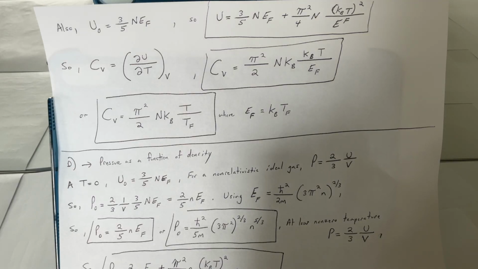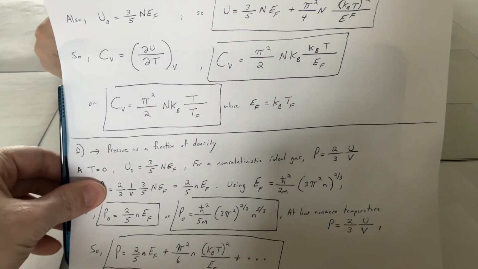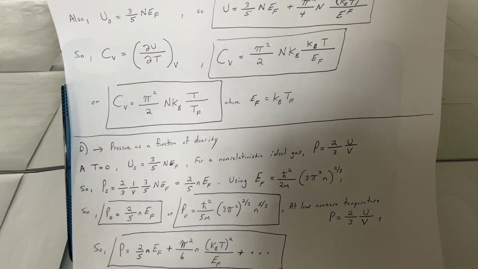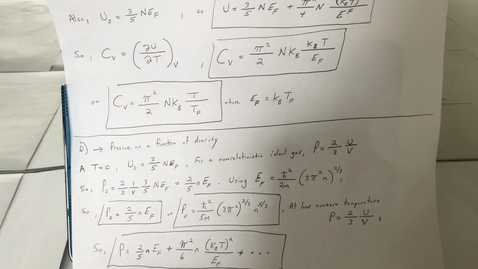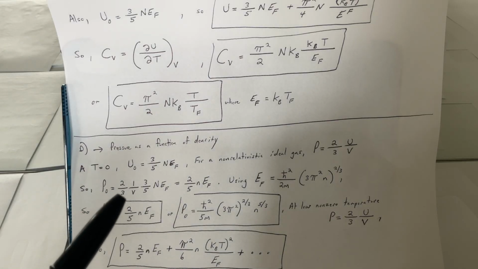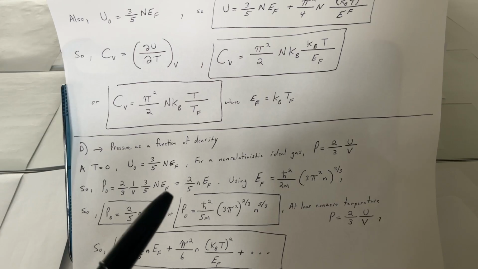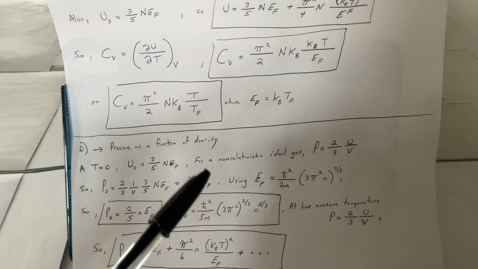And then part D. We want to derive the pressure as a function of density. So what we'll do is that at T equals 0, U naught equals (3/5) N E sub F. For a non-relativistic ideal gas, P equals (2/3) U over V. So P naught equals (2/3)(1 over V)(3/5) N E sub F, and that's equal to (2/5) n E sub F.